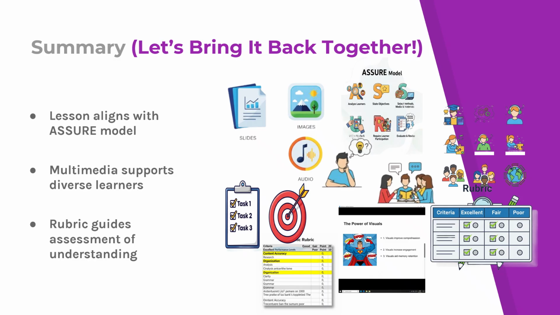In summary, the copyright lesson aligns with all steps of the Assure model by analyzing learner needs, setting measurable objectives, selecting and utilizing effective multimedia, engaging students through application activities, and assessing learning with a clear rubric.